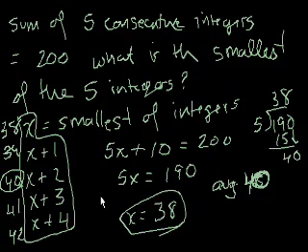What's the average of the numbers? Well, you say, all I have to do is divide that 200 by 5, and I'll get 40. Let's do another problem. I'll make it a little bit harder.